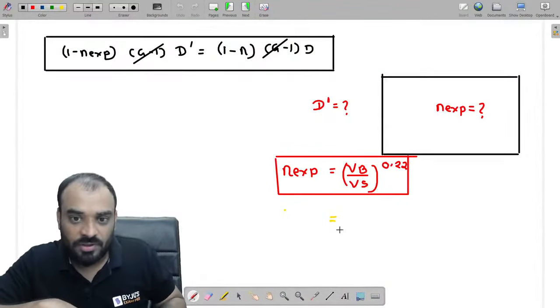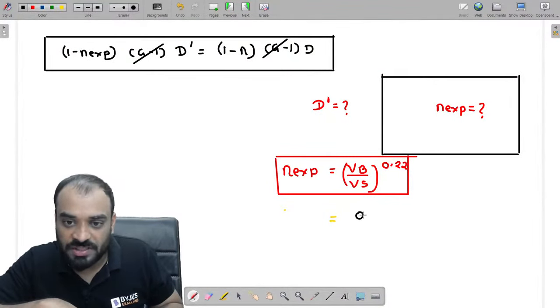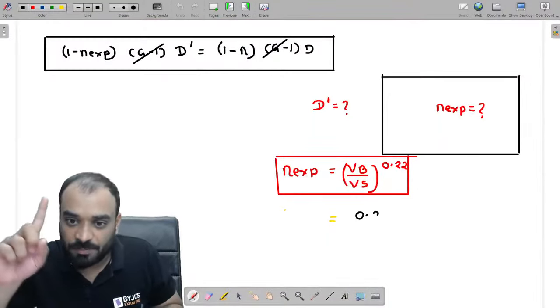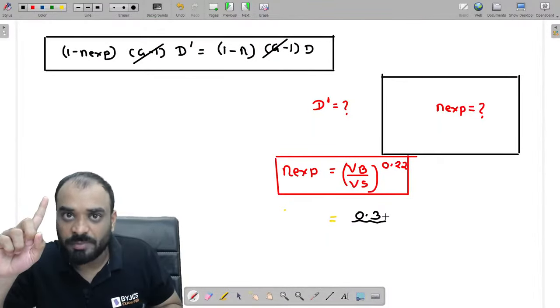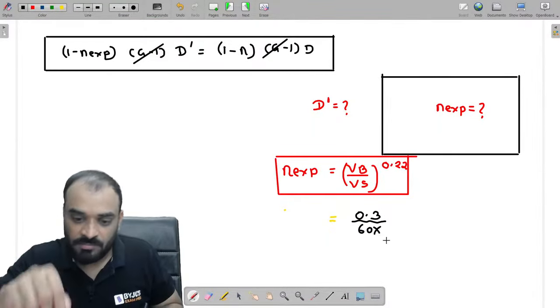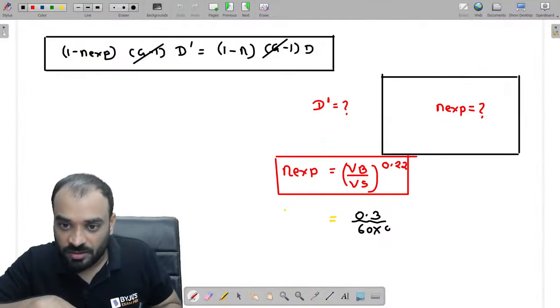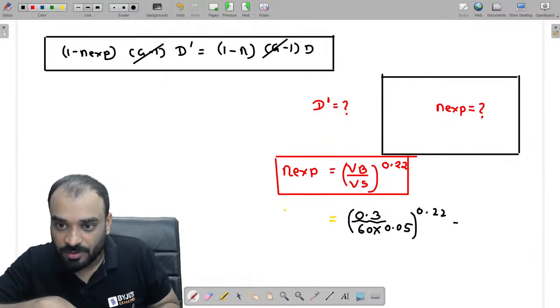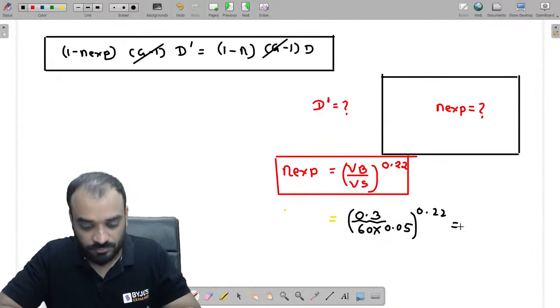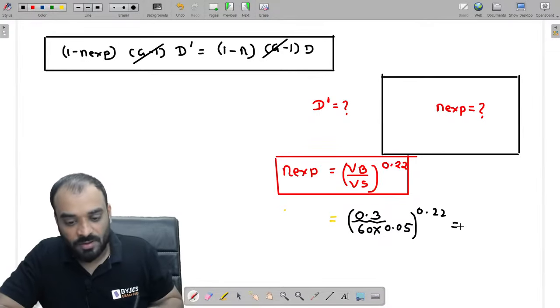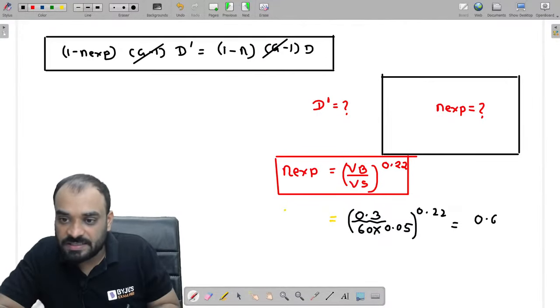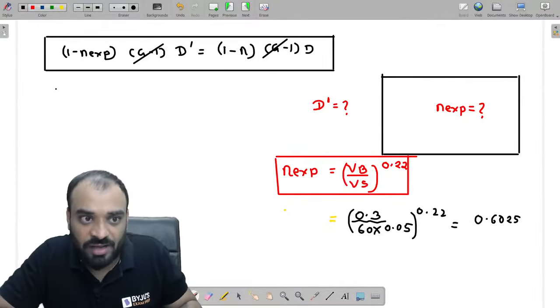Okay. So guys, this backwash velocity is equal to 0.3 meter per minute. But I need to convert it in terms of meter per second, divided by 60. Backwash velocity over 0.05, bracket raised to the power 0.22. Please calculate this value. So we are getting a value of 0.6025 as theta expanded. Let's put the value further.